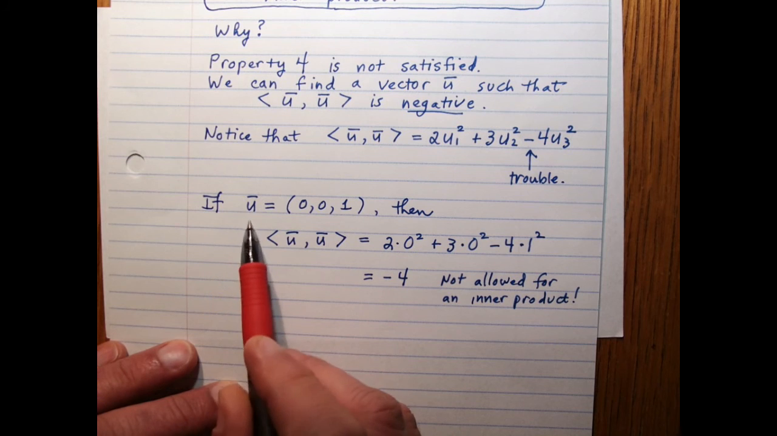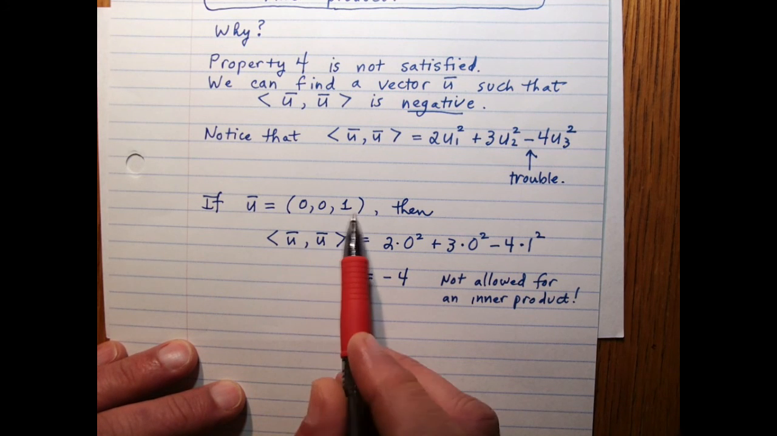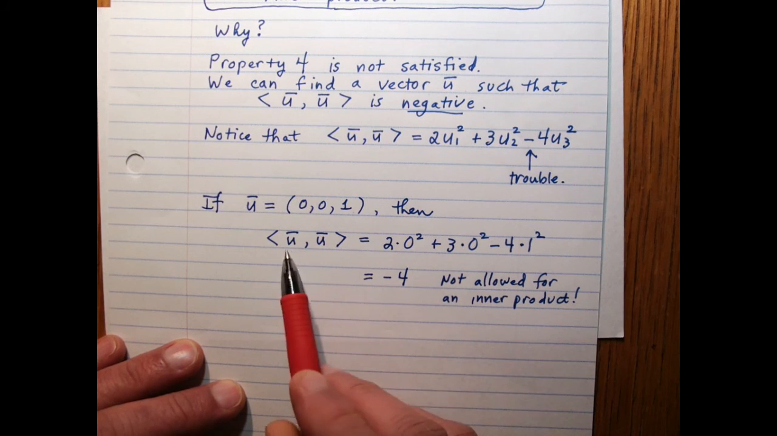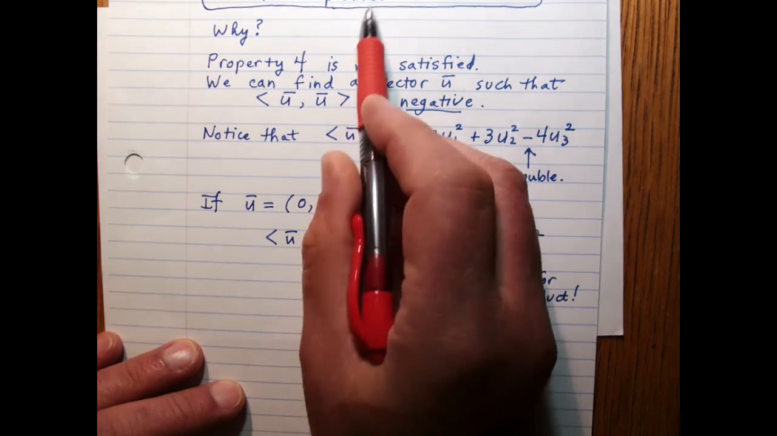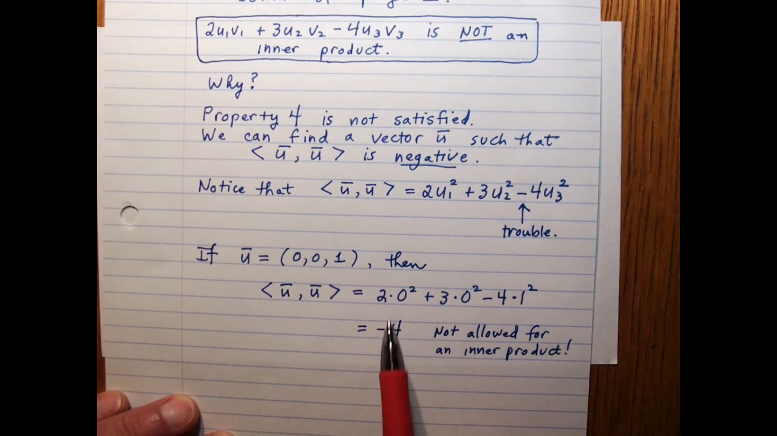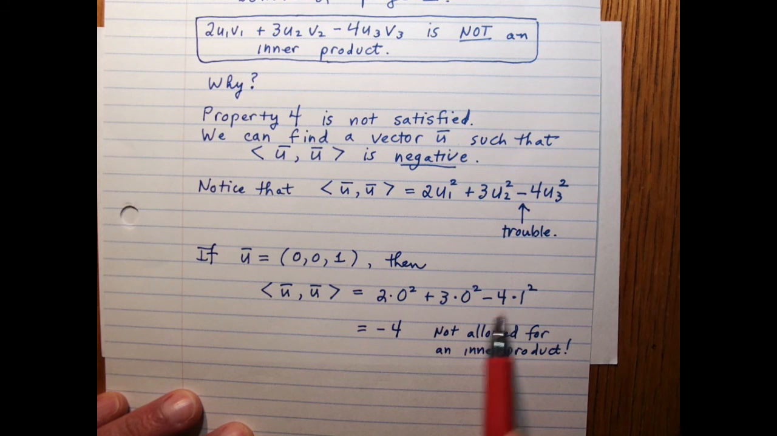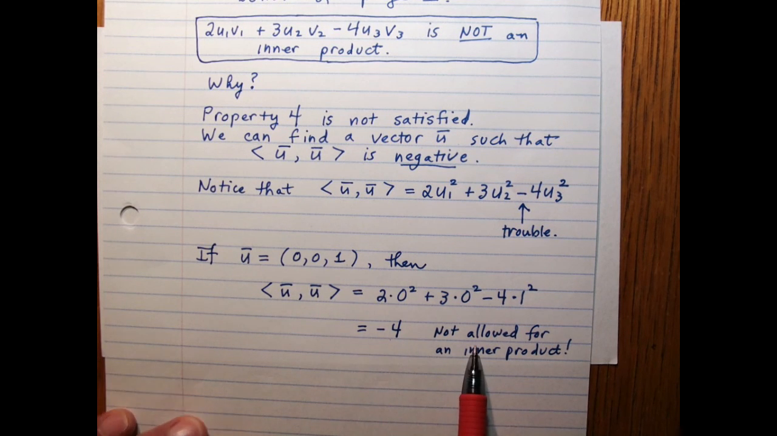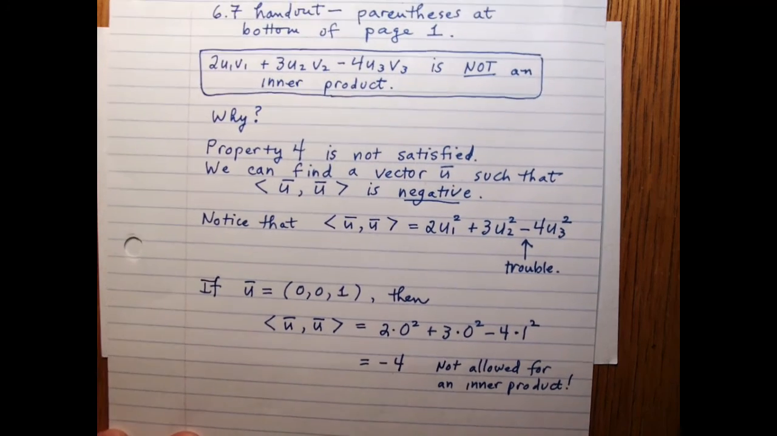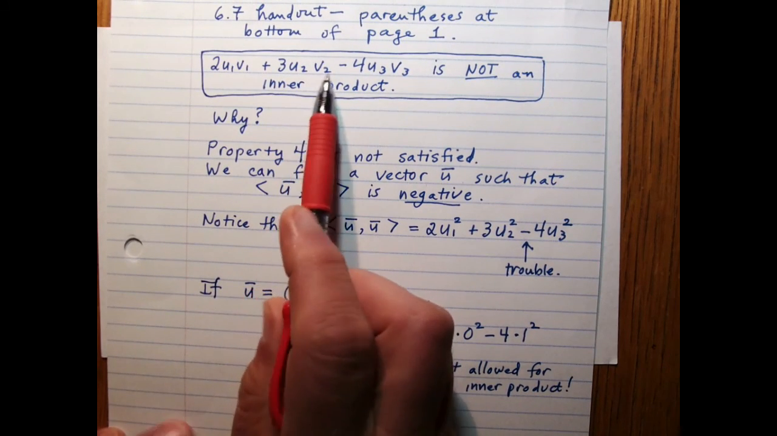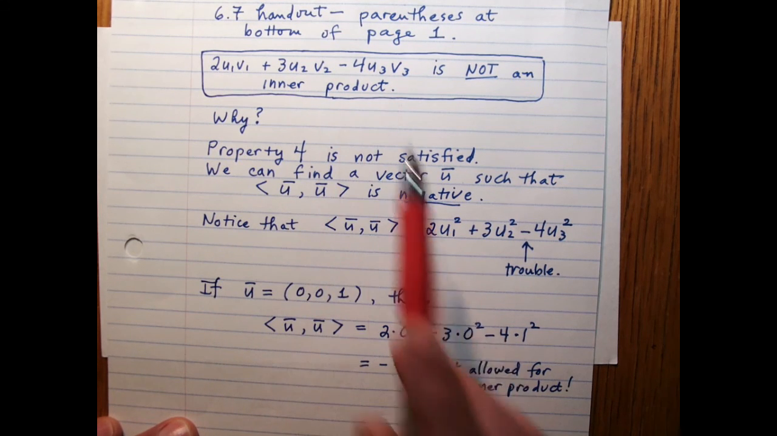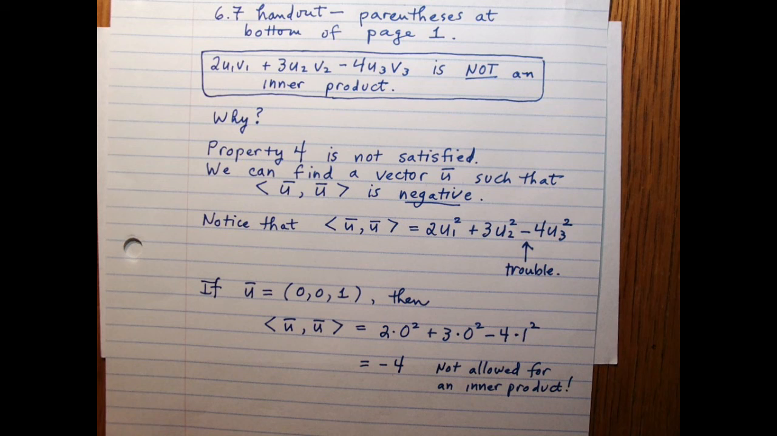So here's an easy example. If I pick the vector 0, 0, 1, and plug it in and take the inner product of u with itself using this rule, I'm actually going to get 0 plus 0 minus 4, negative 4, which is not allowed. So just giving that counterexample there is enough to prove that my hypothetical inner product here really is not an inner product, does not work.